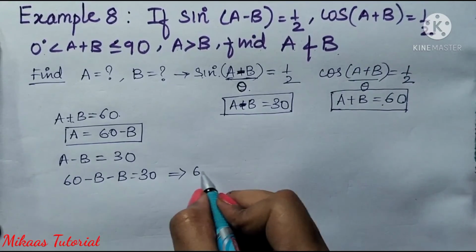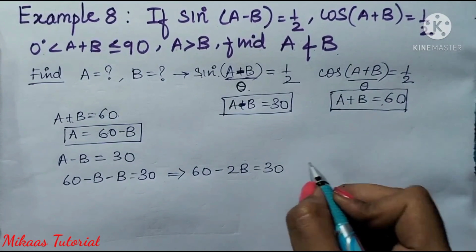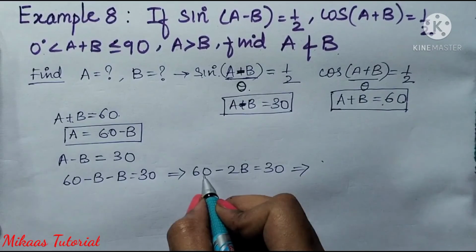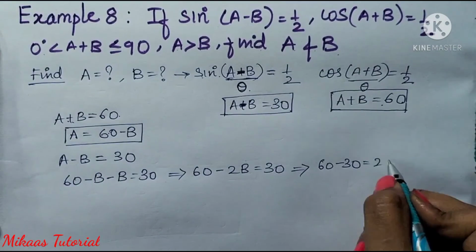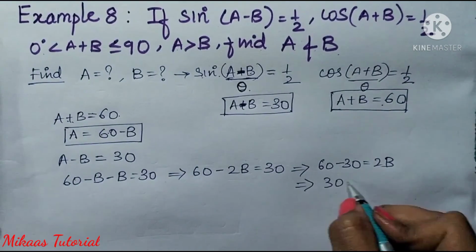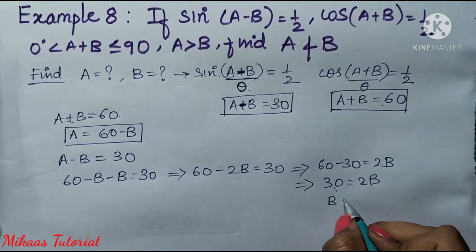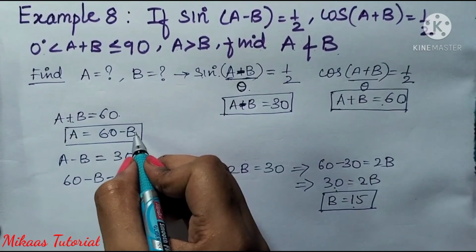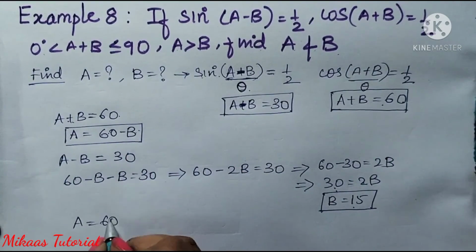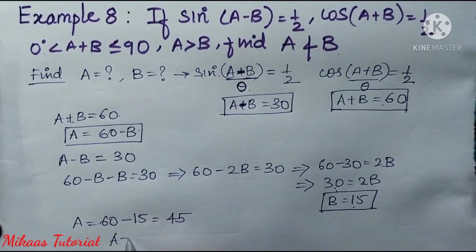So, 60 minus 2B is equal to 30 degrees, which means you take the 30 degrees to this side and the 2B to the other side. 60 minus 30 is equal to 2B. 30 is equal to 2B. So, 30 by 2, this 2 will come here. So, the value of B is 15. We got the value of B. Now, you can put this B value in this equation. A is equal to 60 minus 15, which means A is equal to 45. Got it? A is equal to 45.